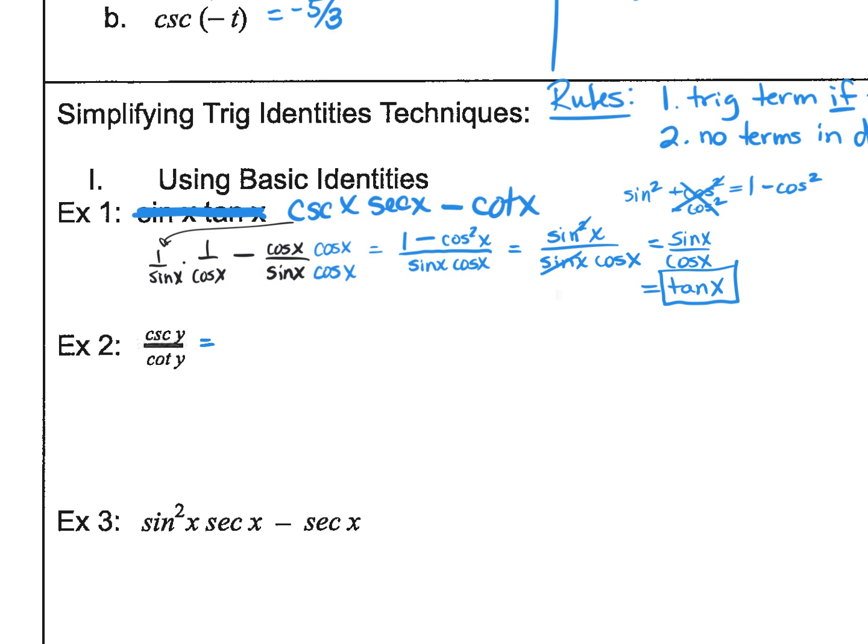What is cosecant? 1 over sine. Okay, so cosecant's going to turn into 1 over sine y. And that is going to be divided by, and I don't like compound fractions, so I'm going to write it sideways. Smart, right? Cotangent y is what?